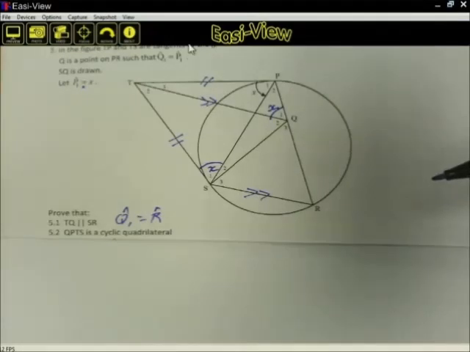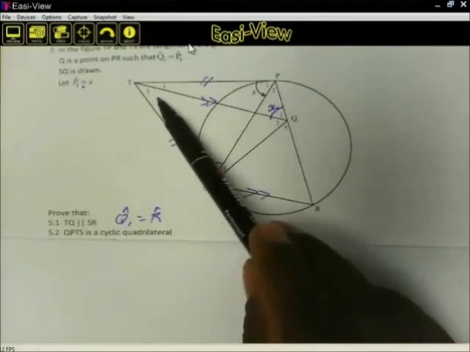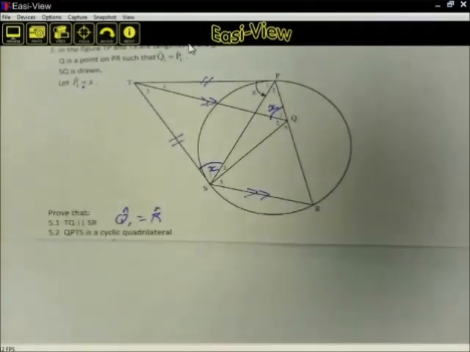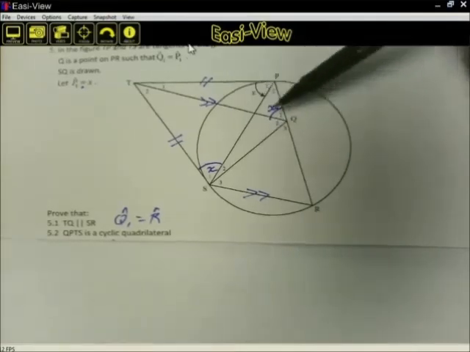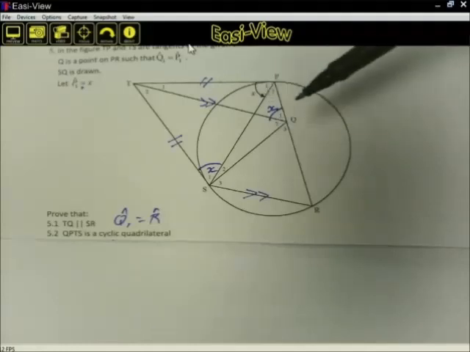Lastly, if the angles subtended by the same side are equal, check. If you can prove that angle P2 is equal to T2, but P2 and T2 don't have much information on them. Or alternatively, if you can prove that P1 is equal to Q2, check P1 and Q2. Can we prove that? At least we have talked about Q1.